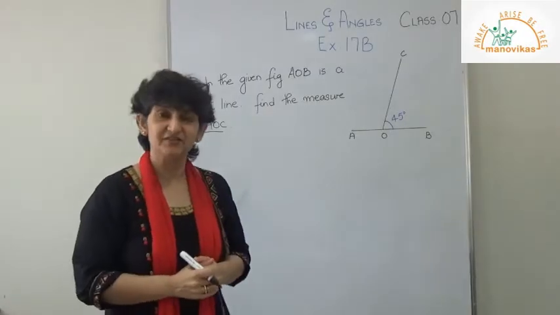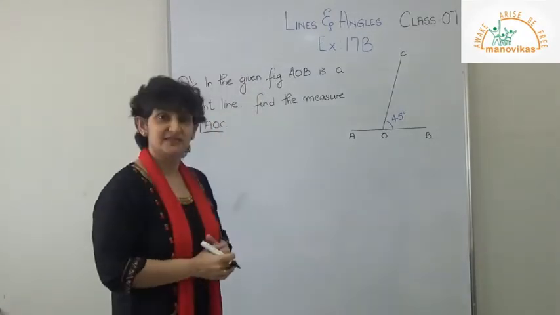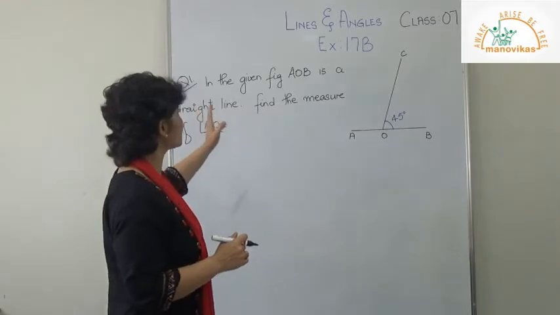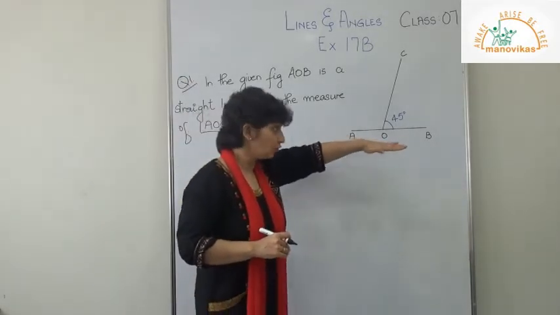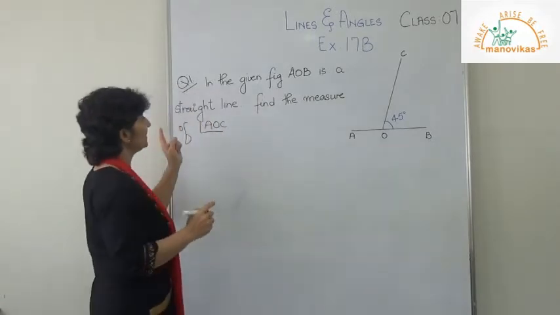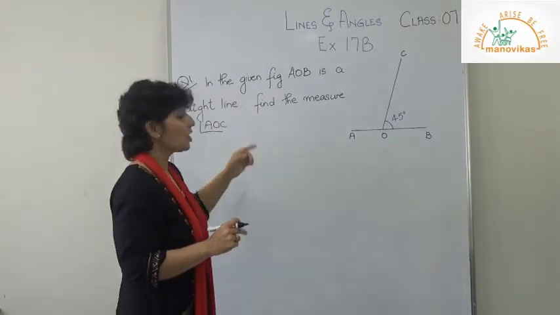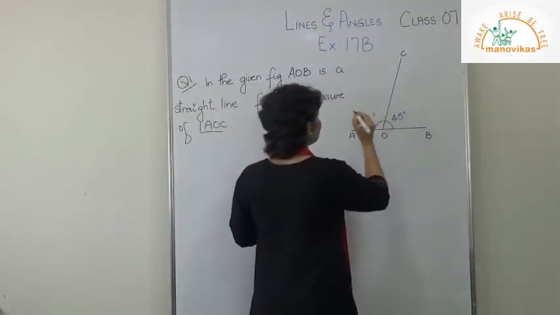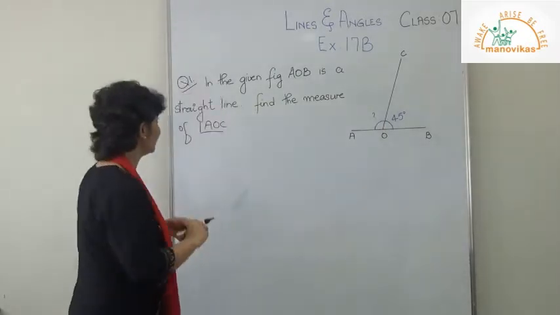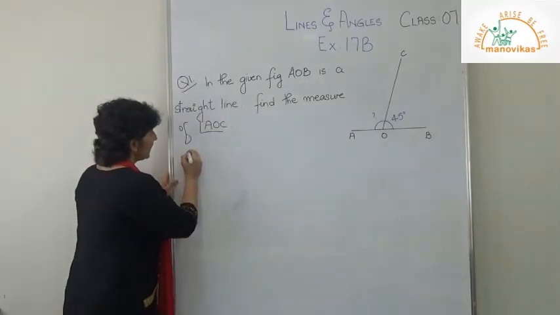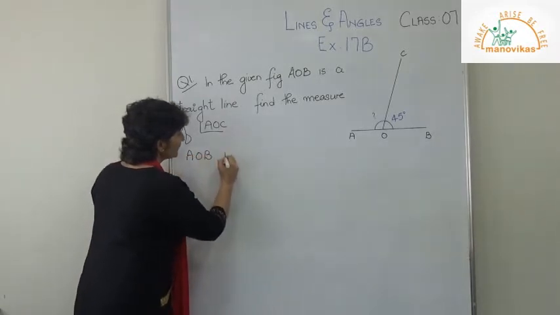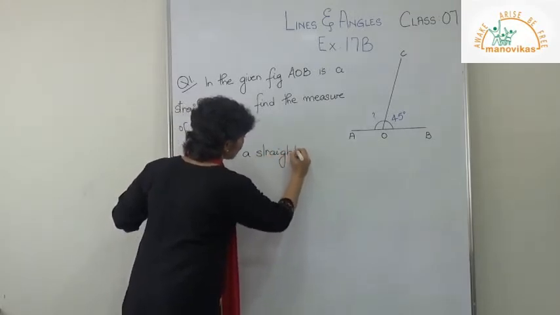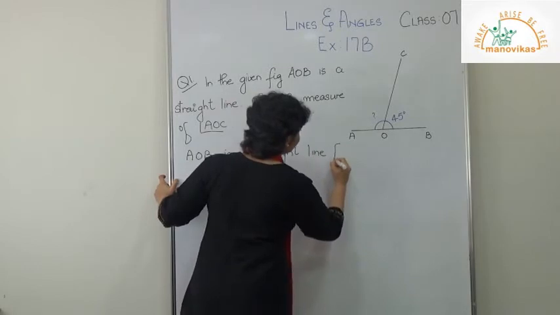Children, in exercise 17b, question 1. Let's read the question. In the given figure, AOB is a straight line. So in this figure, you know it is given that AOB is a straight line. Find the measure of angle AOC. So you need to find this measure. So children, how do you begin? Let's write: AOB is a straight line. Correct? This is given to you, children.